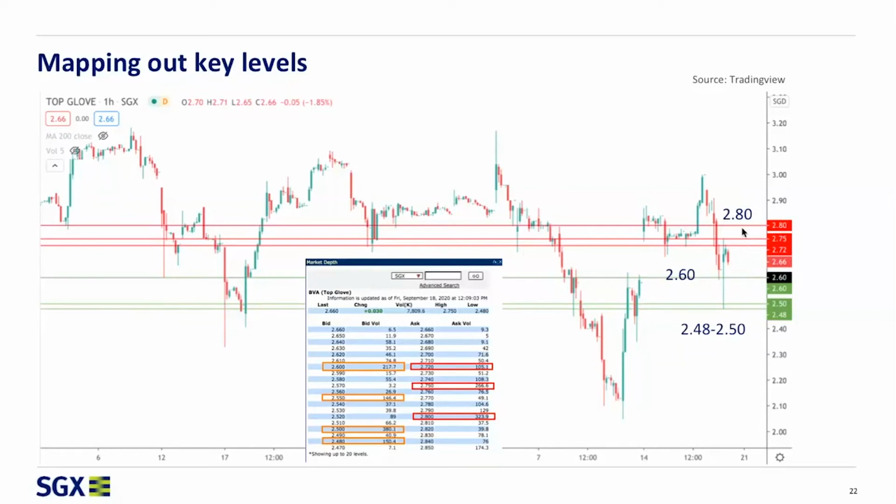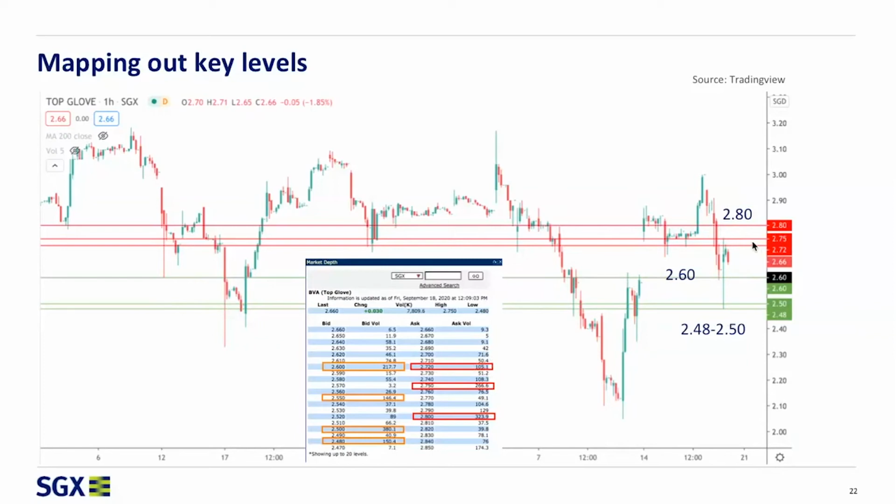Okay, so once you have the levels mapped out, that becomes like a trading guide for you, a map for you. And for information, today Top Glove's high was about 271. So it fit the market app information that's been mapped out here at 272 to 275. So the high was 271.